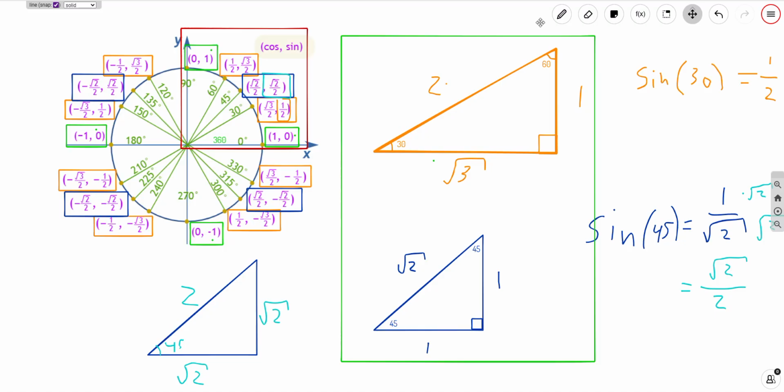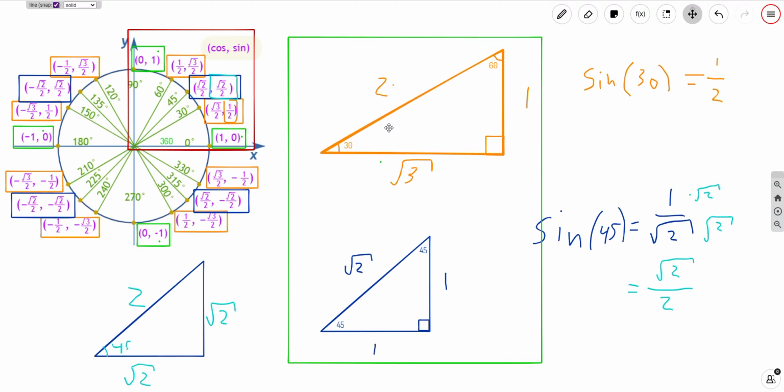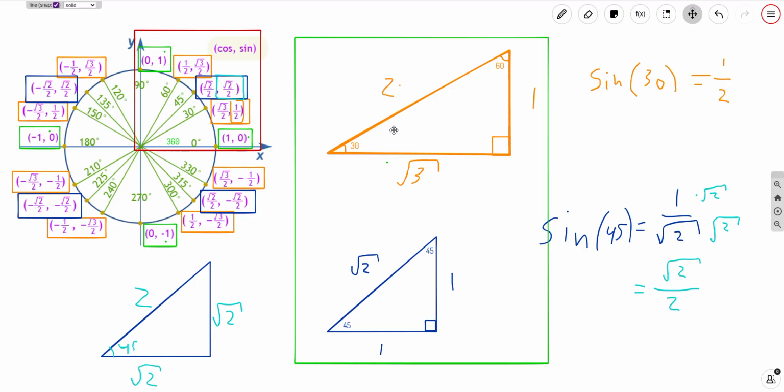Now, the first thing that we need to remember is that the coordinates that make the points for each of these angles are the same as cosine and sine of the angles. And the way that I remember the cosine and sine of these angles is by remembering these two special triangles. So let's take a look at this orange triangle here first.